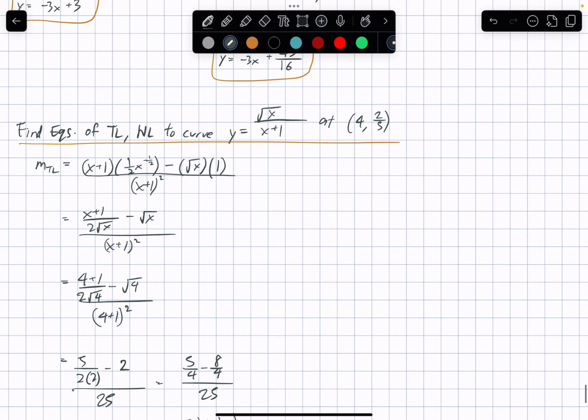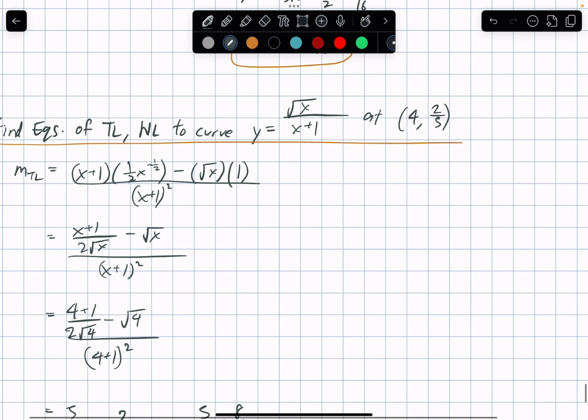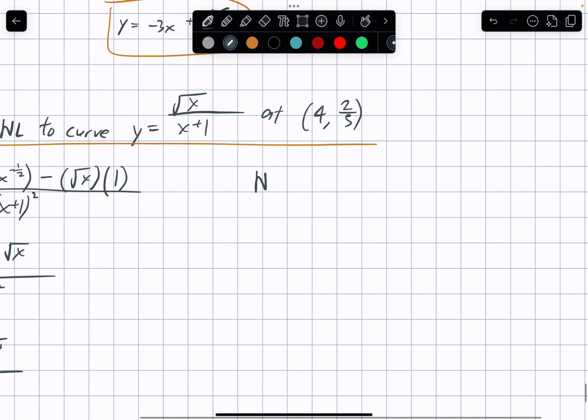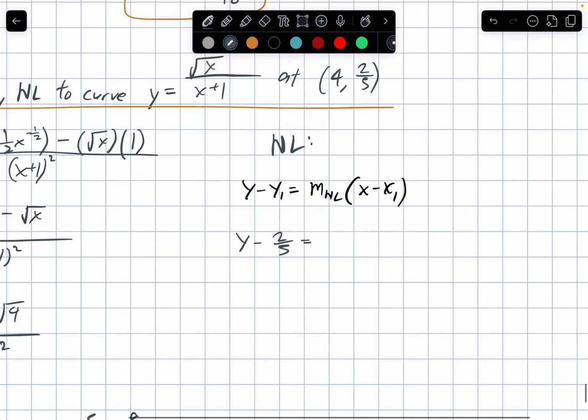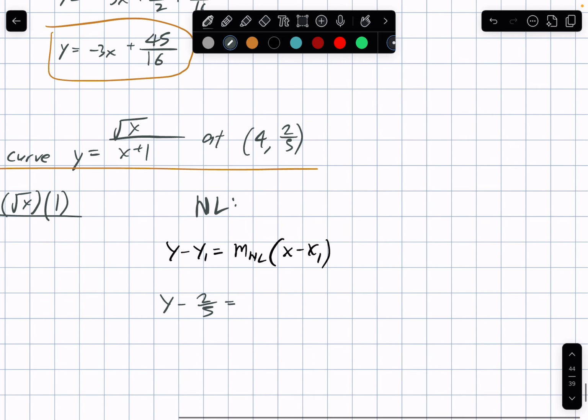Therefore, the slope of the normal line is 100 over 3, positive. So, again, we are tasked to find the equations of the tangent line and normal line. So, let's start first with the normal line. Point slope form. We are going to use this point for the x1 and y1. So, the slope of the normal line is 100 over 3.